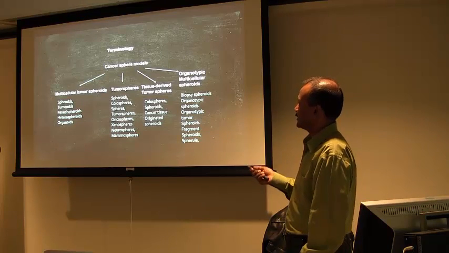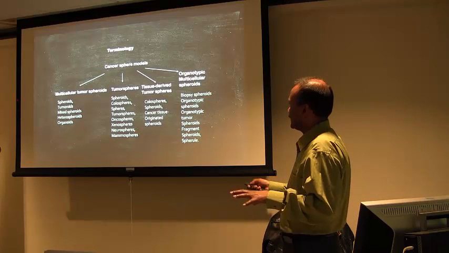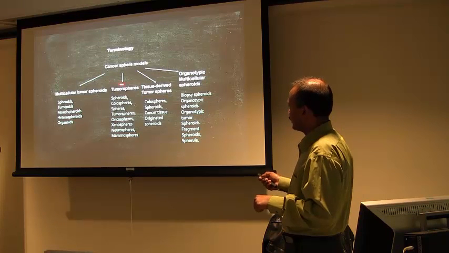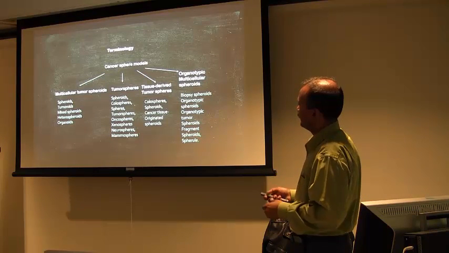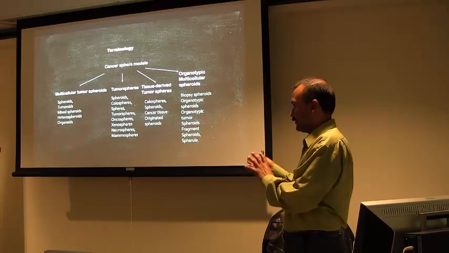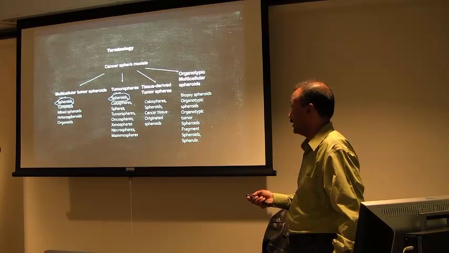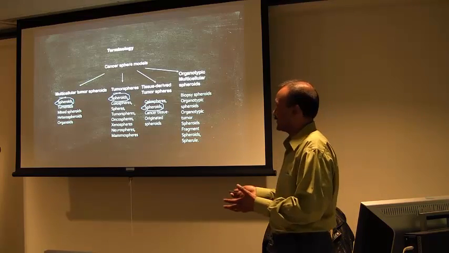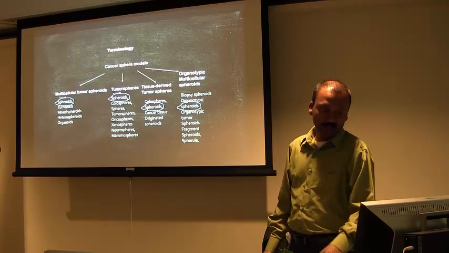But the problem is there is no consensus among the different names, because these are the basic types of spheroids: multicellular tumor spheroids, tumor spheres, tissue-derived tumor spheres, organotypic multicellular spheroids. These are all different kinds of spheroids. Their nature is different, they're made differently, but the names are the same. You see, you have a spheroid here, here, and here. They are all named the same way, but actually they're different. So I will touch a little upon the differences.